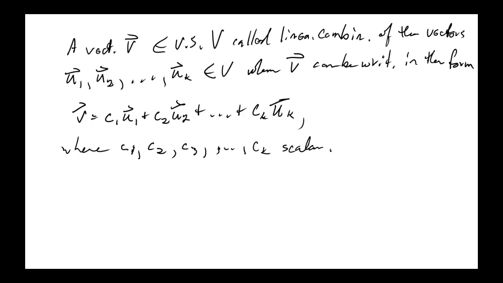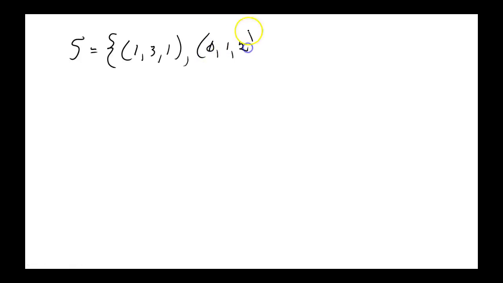Okay, here's example one. I think I'll go to a clean page here because this could take a bit of work, not much. Here is a set of vectors in R3. We're going to name this set S, okay? Set of these three vectors: 1, 3, 1 is the first vector. 0, 1, 2 is the second vector. And 1, 0, negative 5 is the third vector. That's your set of three vectors in R3. We'll call this v1, this v2, and this v3.